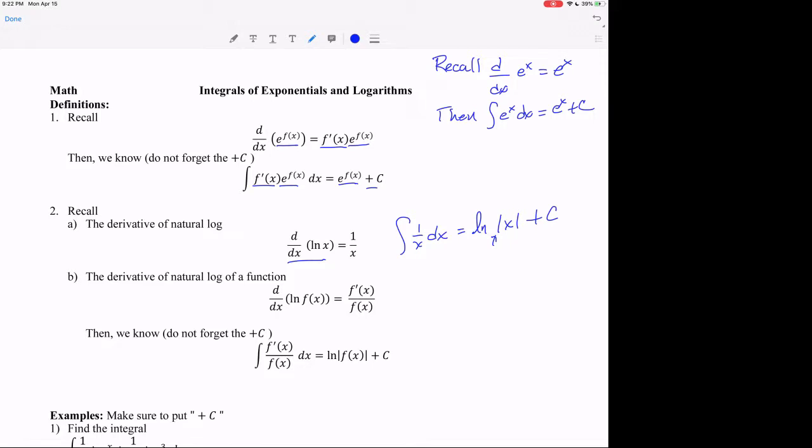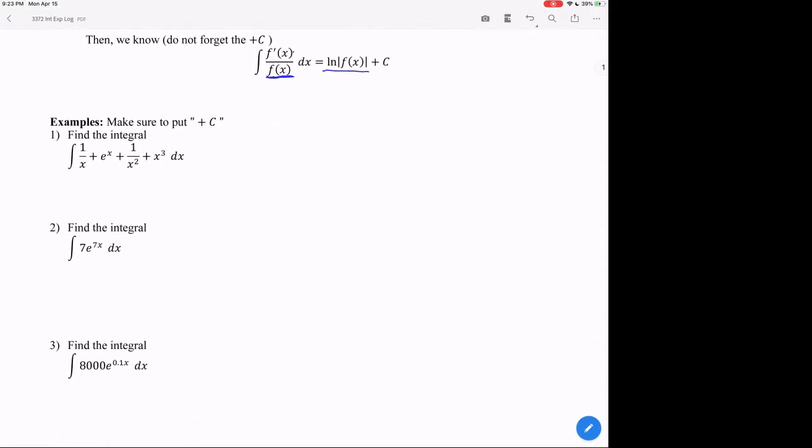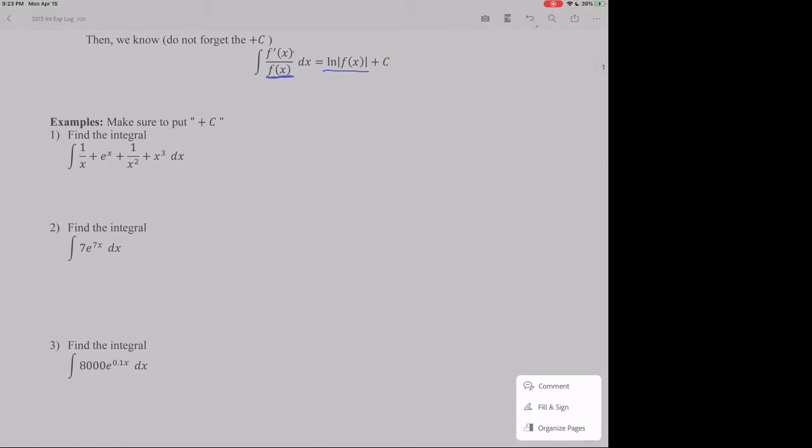Okay? So if I have the natural log of a function and I take the derivative of that, then I have the derivative of a function over a function. So if I integrate something where I have the function in the denominator and its derivative in the numerator, then I'm going to get the natural log of that function with absolute value bars around it plus c. All right, so let's get to some examples. And they're a lot easier than you think they are, okay?